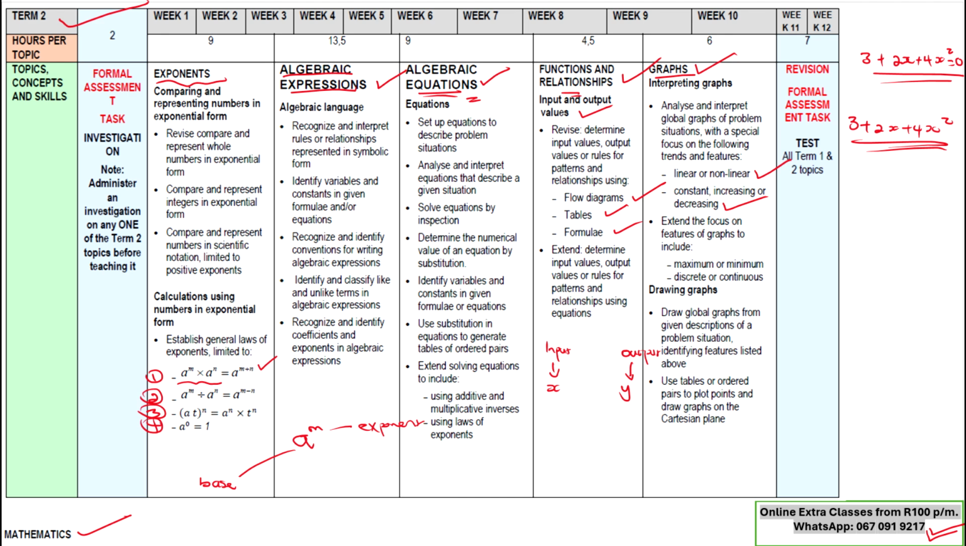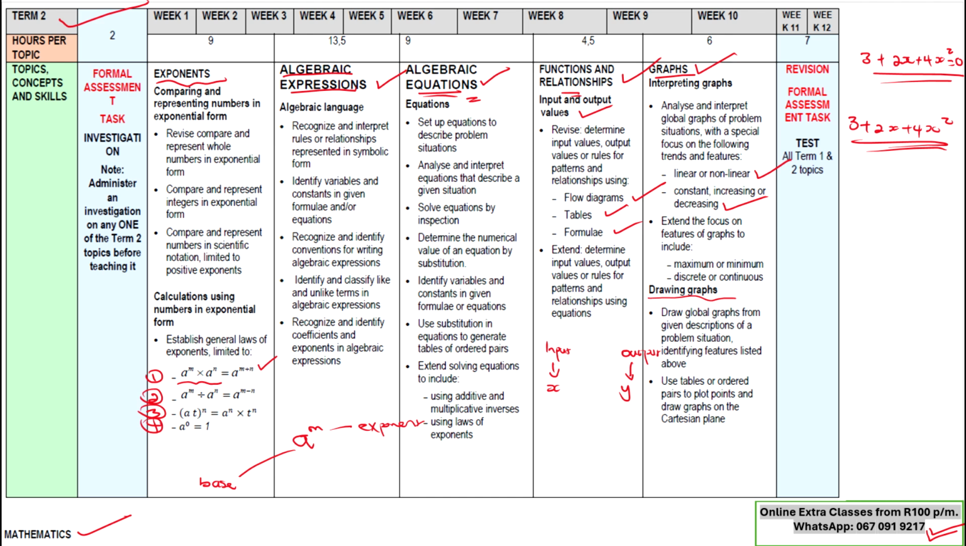And again, we also need to understand how to draw graphs. So we need to draw global graphs from given descriptions of a problem situation. We also need to be able to identify features listed above, and we also need to use tables or ordered pairs to plot points and draw graphs on the Cartesian plane.